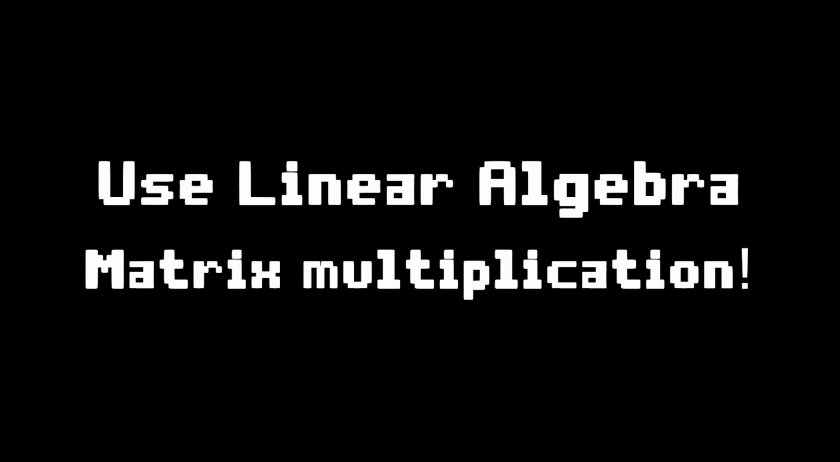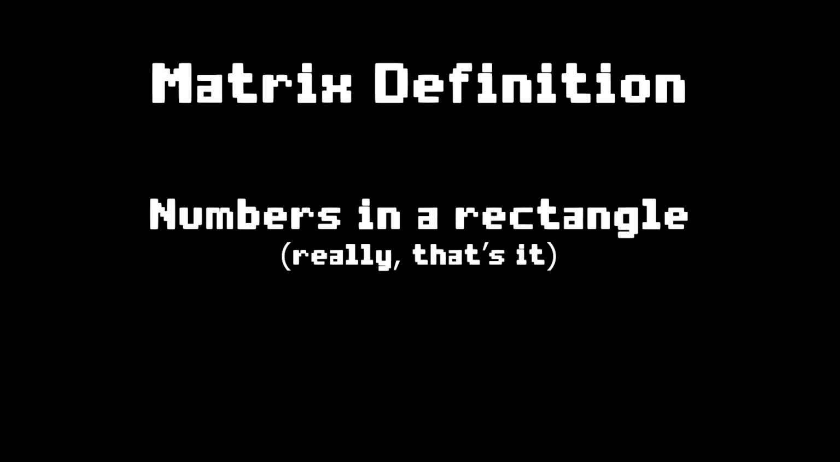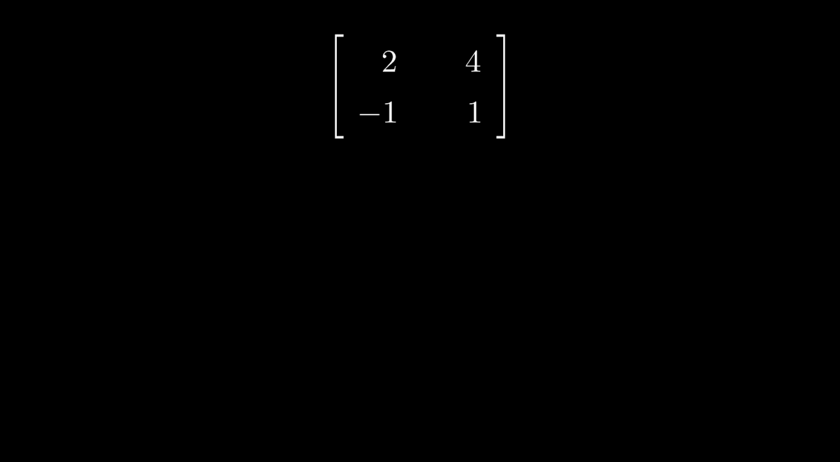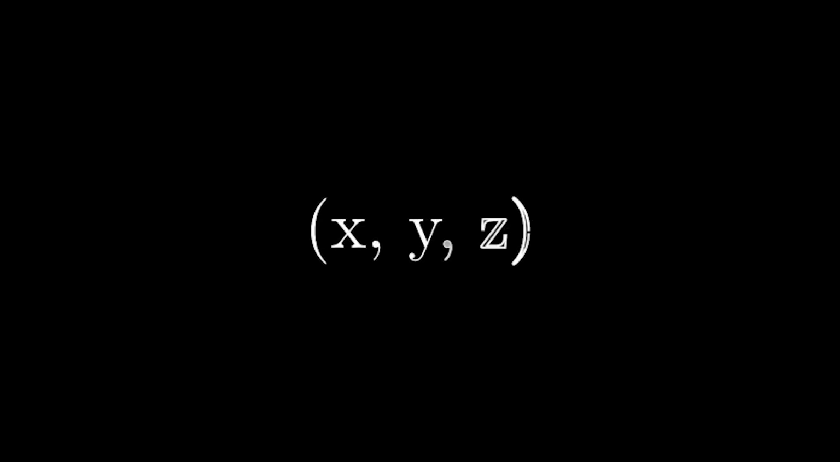Well, there's a concept in linear algebra known as matrix multiplication, which is perfect for what we're trying to do here. Let me explain. A matrix is a fancy sounding word, but it literally just means a bunch of numbers in a rectangle. You could have a 2x2 matrix or 3x5, whatever you want. It's just a grouping of numbers. So you can represent a 3D vertex as a matrix as well. It's just a 3x1 matrix where the x, y, and z coordinates make up one column of numbers. But why is this useful?